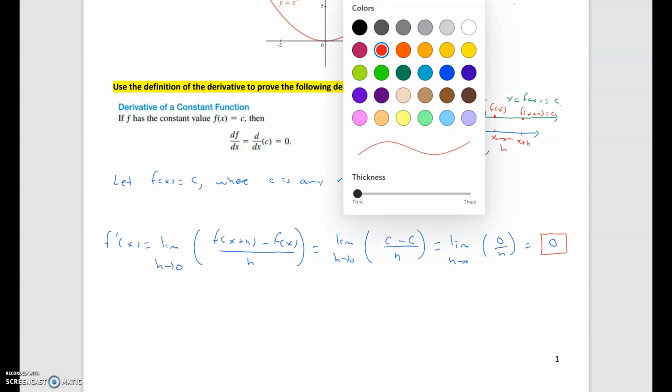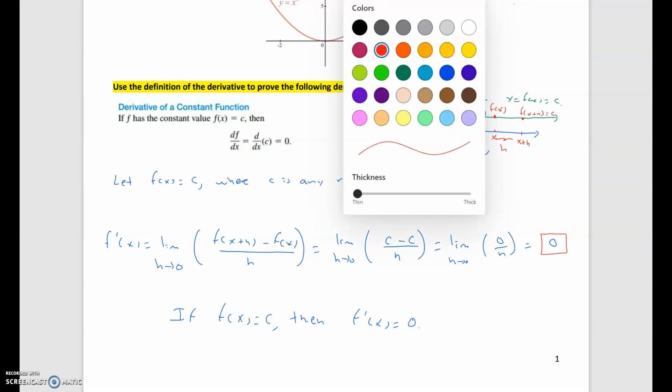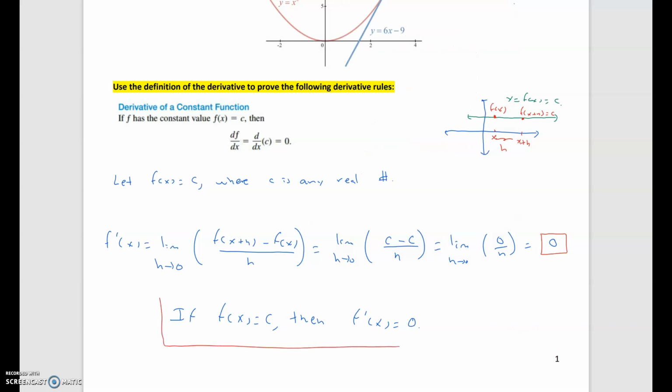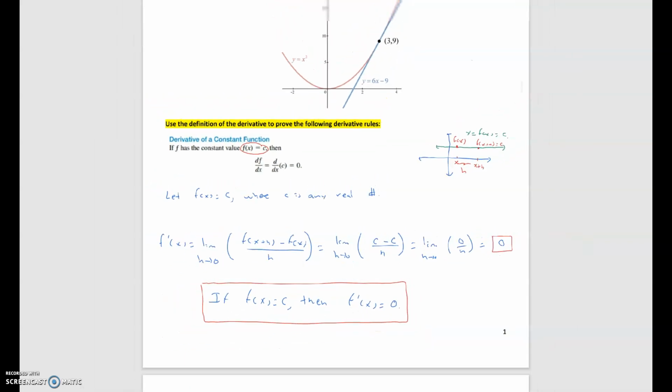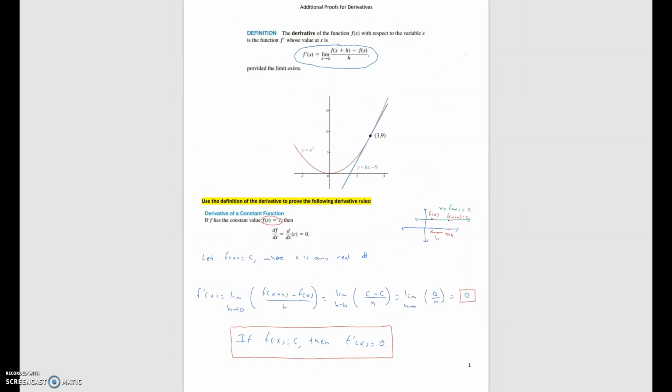Let me just rewrite it. If f of x is equal to c, then f prime of x is equal to 0. And what we've done here is prove the statement for the function being a constant. I'm using the regular function notation as we're applying the definition. There's an alternative way of doing it with other ways of rewriting the same definition. In this situation, that's it for the first problem.